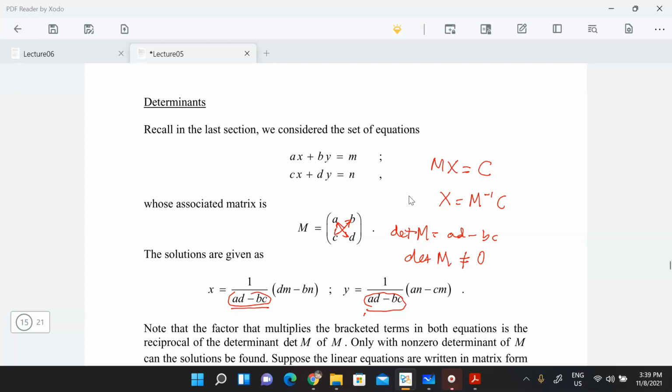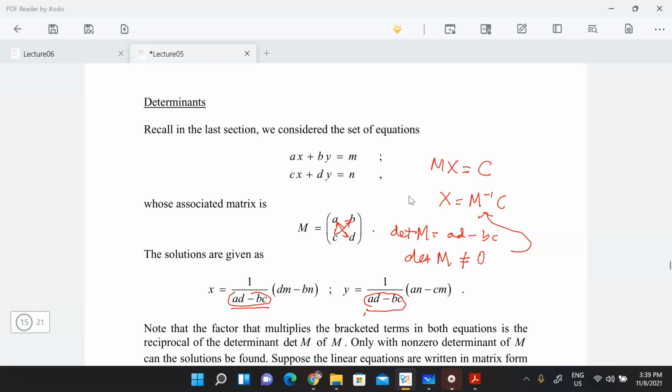If it's equal to 0, then you have 1 divided by 0 here. So in other words, that is already one indication of no. In order to have a unique solution, I need the determinant of M to be not equal to 0, and this is related to the existence of this inverse matrix.